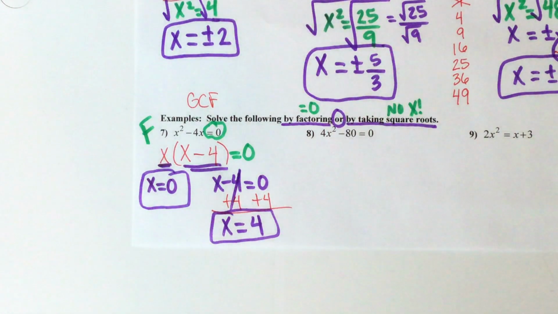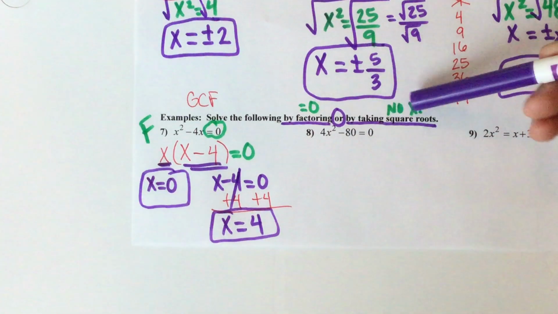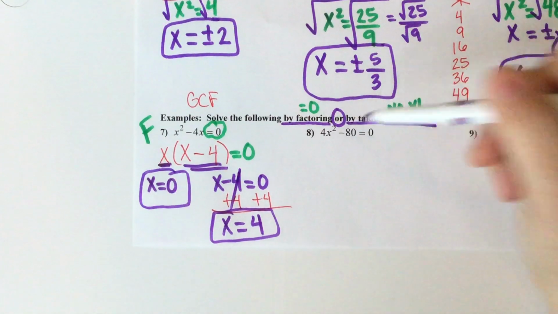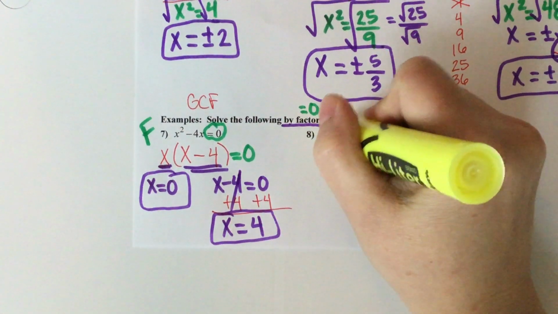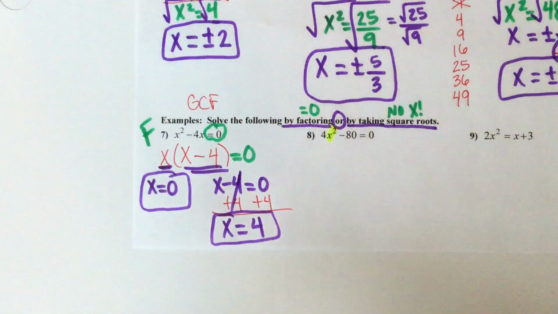Okay, let's look at the next one. Do you think I need to factor, or can I use the square root method? I can use the square root method because there's no x. There's an x squared, there's a constant, but there's no x. Okay, so with these, they don't have to say equals 0. This one does say equals 0, but it doesn't have to.